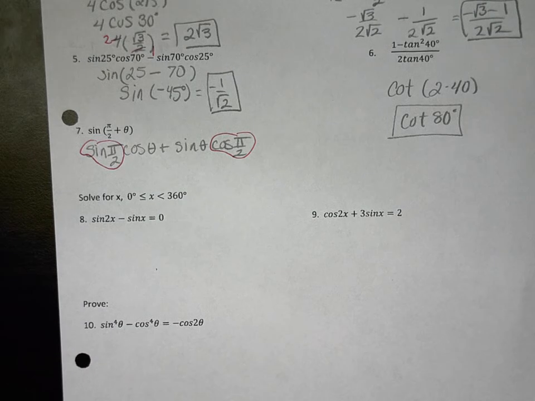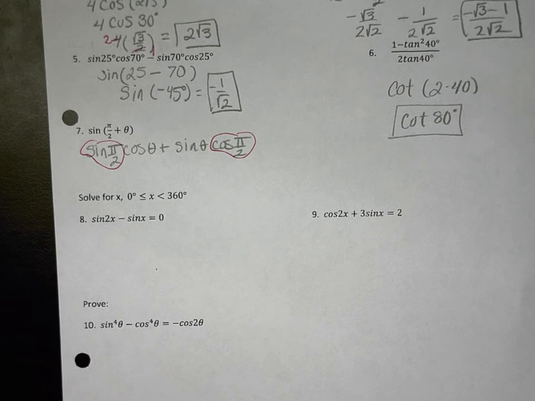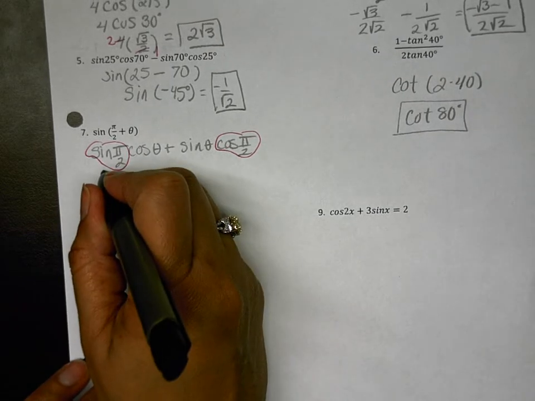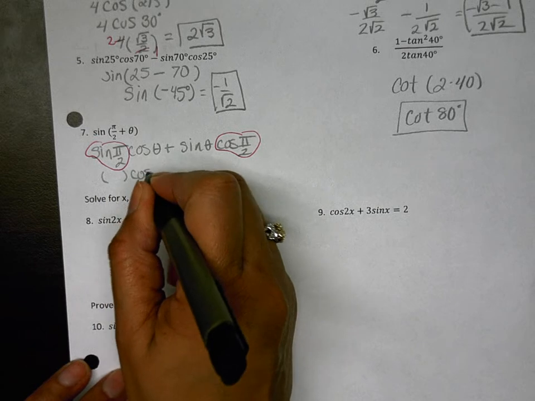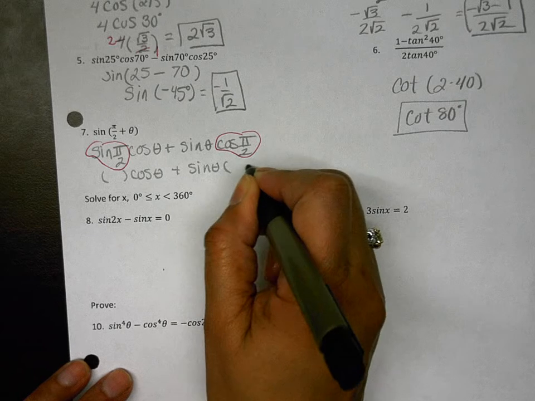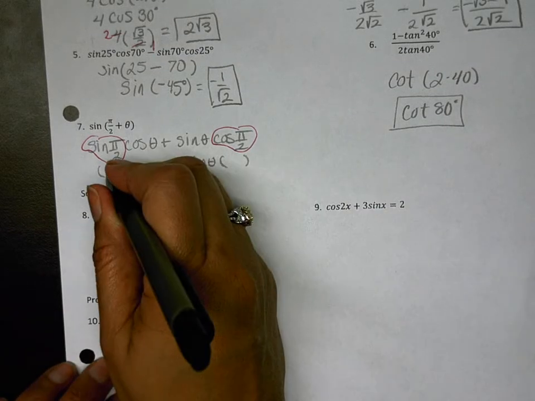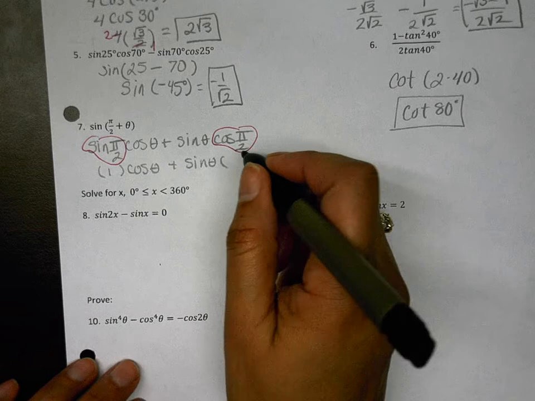Go to your unit circle. Pi over 2 is 90. Find what sine of pi over 2 is and what cosine of pi over 2 is. They're usually like 1 or -1 or 0. So find out what both of those are. All right, what's sine of pi over 2? And cosine pi over 2?